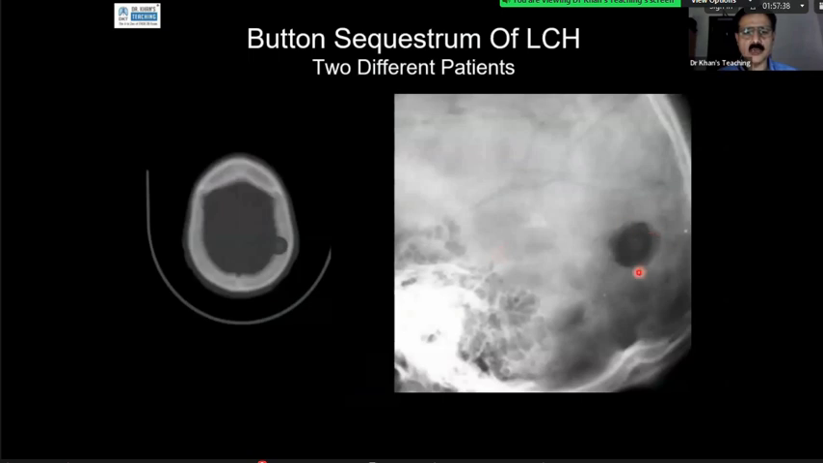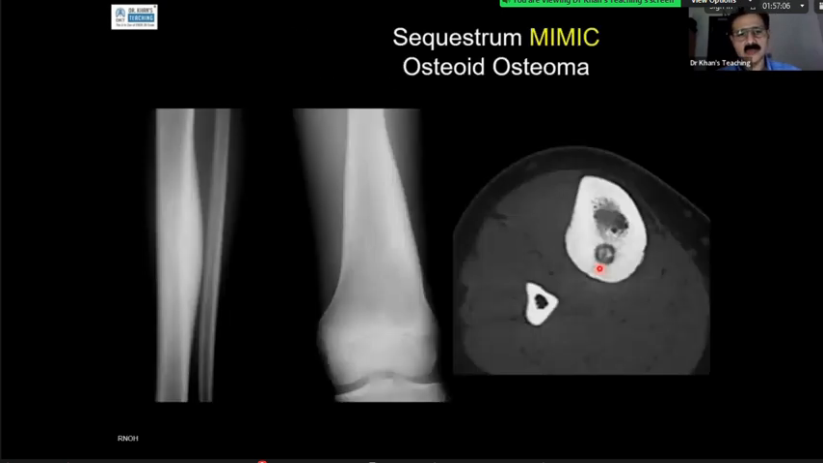Now, if you see this lucency, I'll come back to the details of this lucency when we cover LCH. In the middle, there is a high density material, and this is what sequestrum is about. This CT is of a different case, by the way, but just to make a point that there is a sequestrum there. Please remember that this can be chronic osteomyelitis, and this can also be LCH, Langerhans cell histiocytosis. So remember this.